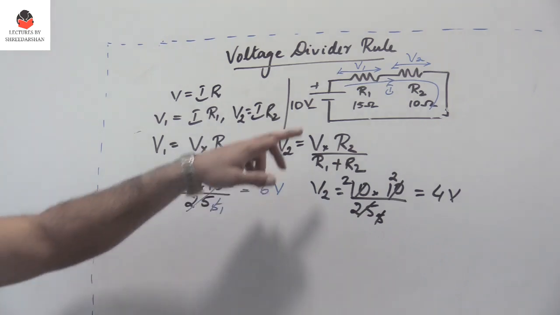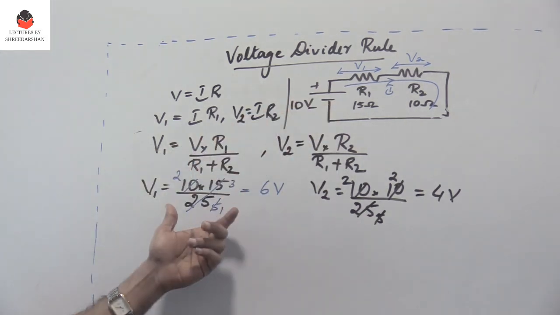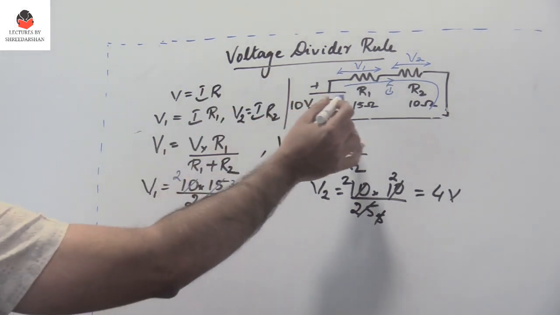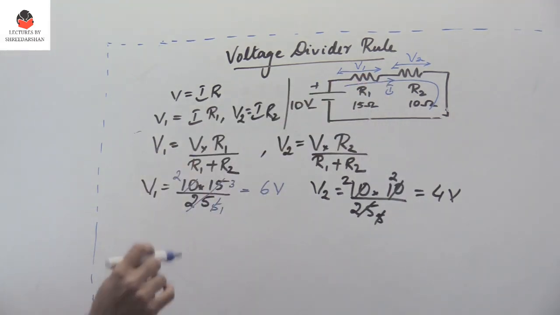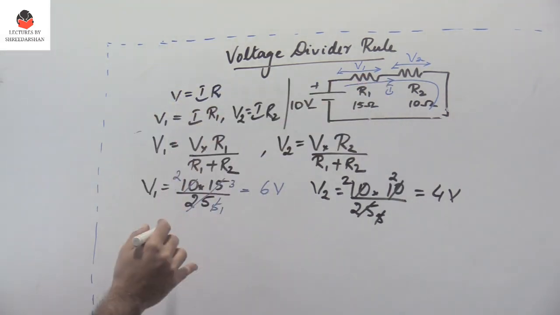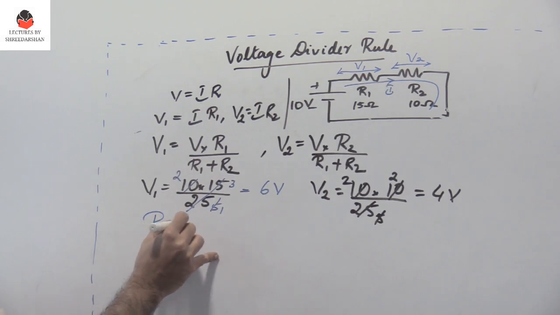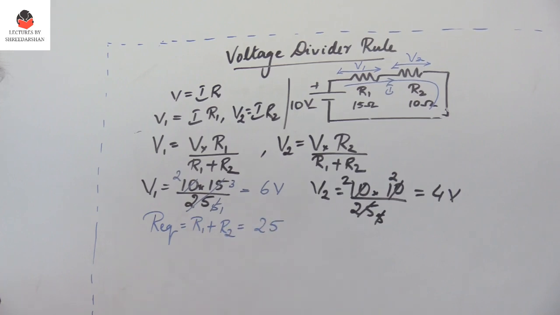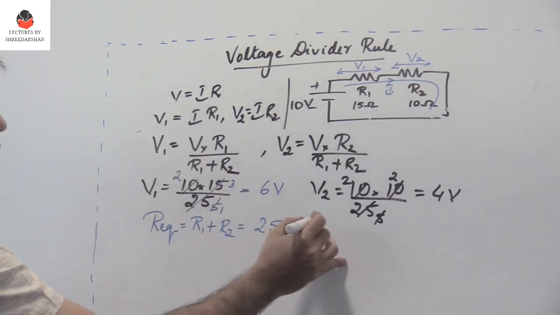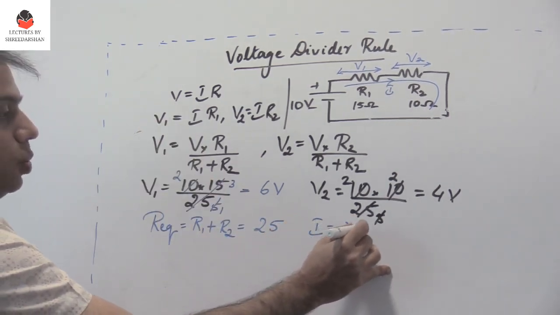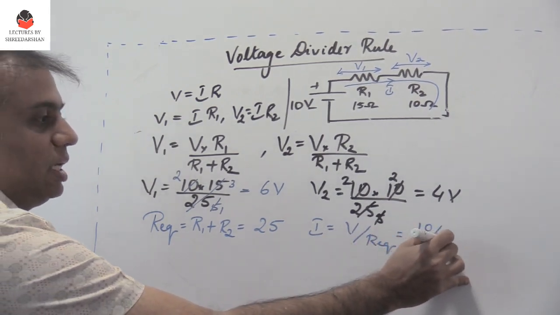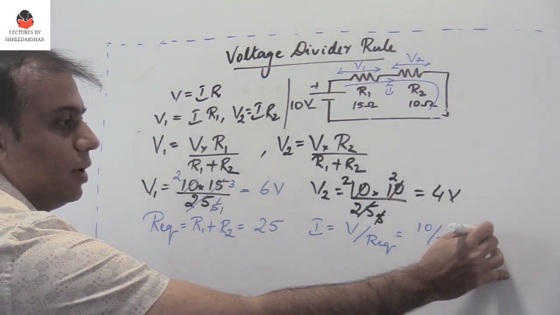So very obvious, greater the resistance, greater will be the voltage drop. Now to find the total current I, we have to find the equivalent resistance. Since R1 and R2 are in series, the equivalent resistance is R1 plus R2, which is 25. Now what is the total current? I equals total voltage divided by R equivalent, which is 10 by 25, which is 2 by 5 amperes.